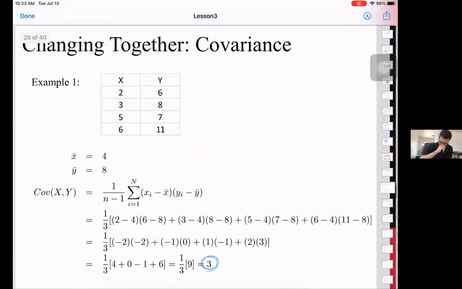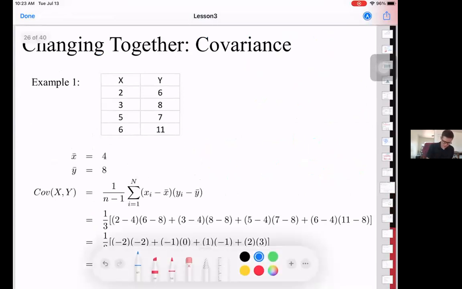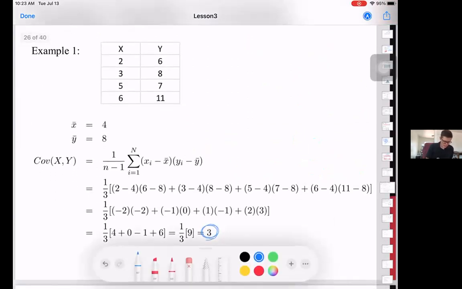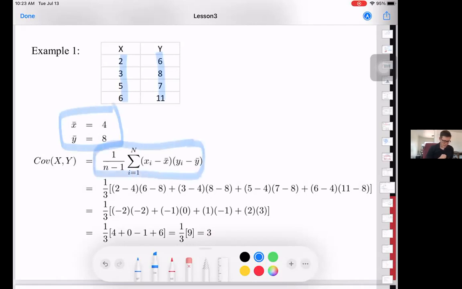Okay. So here's a little example we can do together. A bigger example, I guess. So we've got a row of X's and a row of Y's. And I'm going to do a little favor. I'm just going to calculate the average X and the average Y for us. And then we can just use our formula that we've been using in the last slide. And we're going to try to calculate the covariance between X and Y in this example.